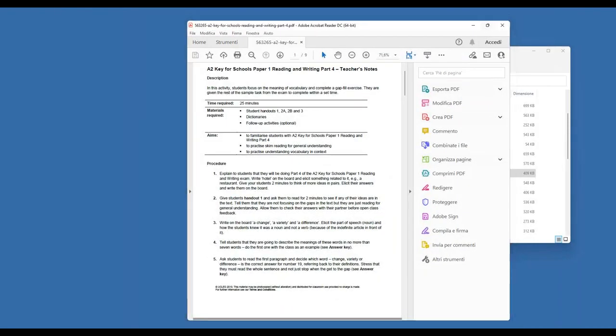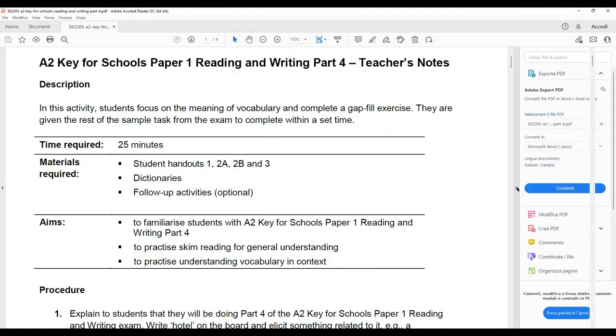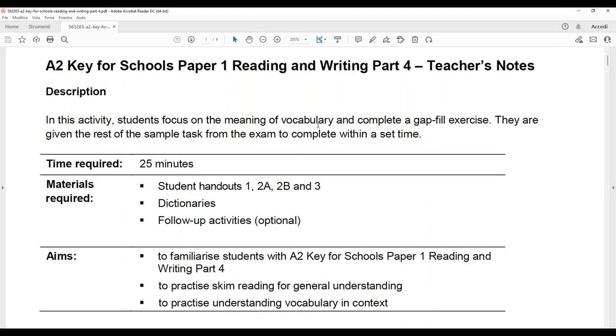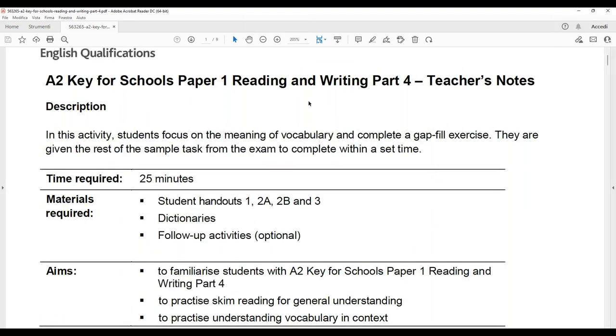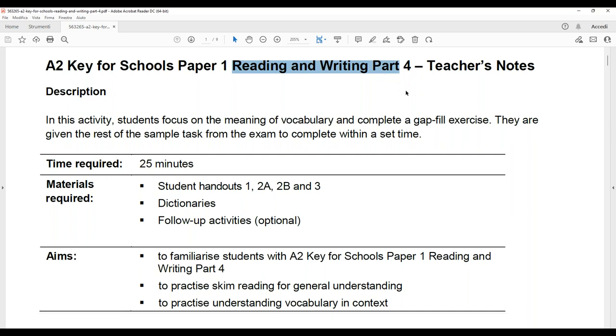Here it is. Okay. So we are moving ahead, right? Remember, it's the 4th lesson, and so we already covered the reading and writing part 1, 2, and 3. And tonight is reading and writing part 4 time.